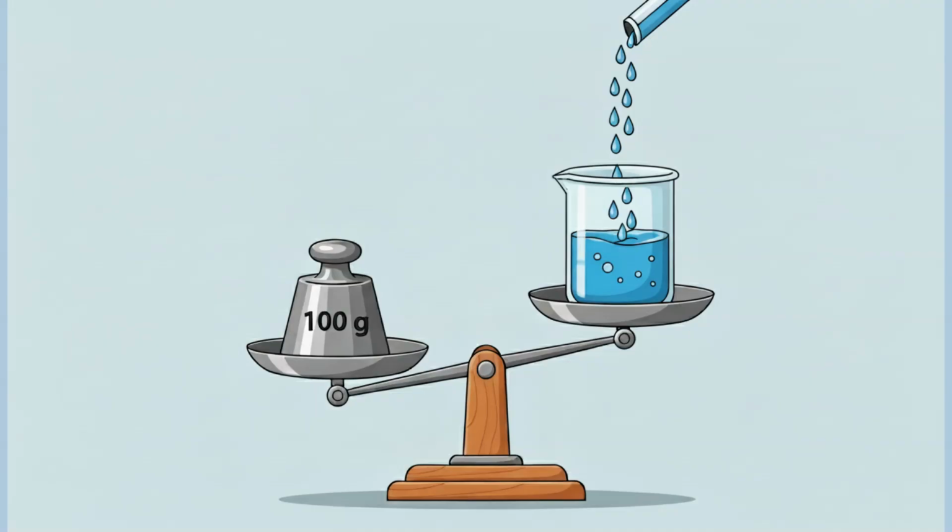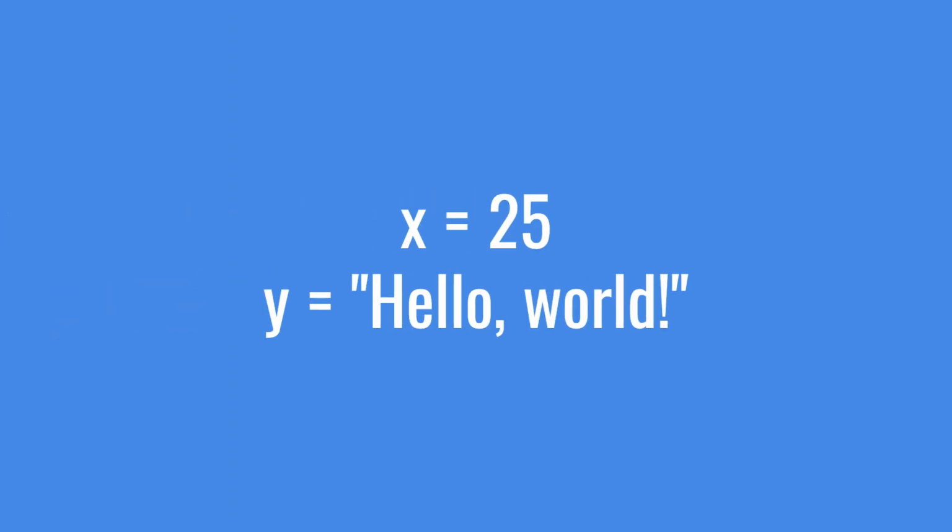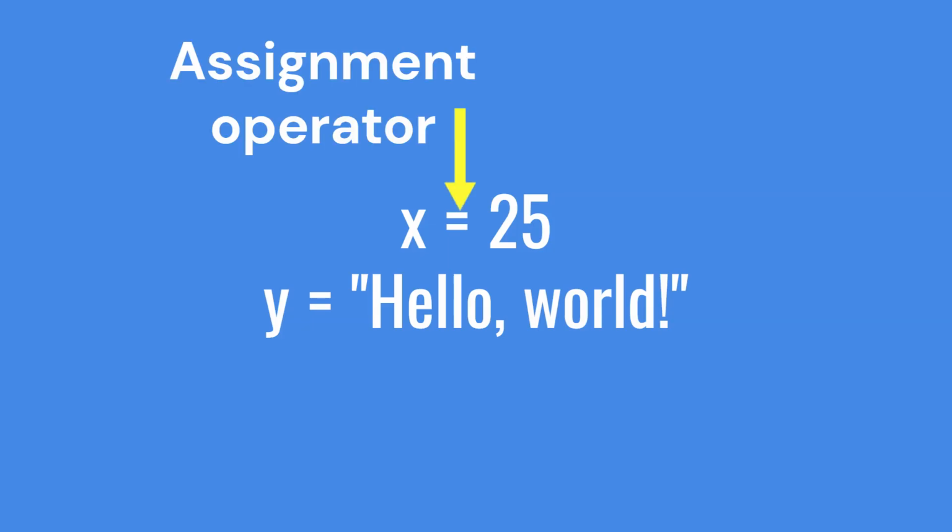You pour in water, and the water level represents the value inside. In Python, variables are containers for data, numbers, text, or even more complex stuff. Creating a variable is as simple as writing x equals 25, y equals "hello world". Notice the equal sign here isn't math equality, it's the assignment operator. It places the value on the right into the container on the left.